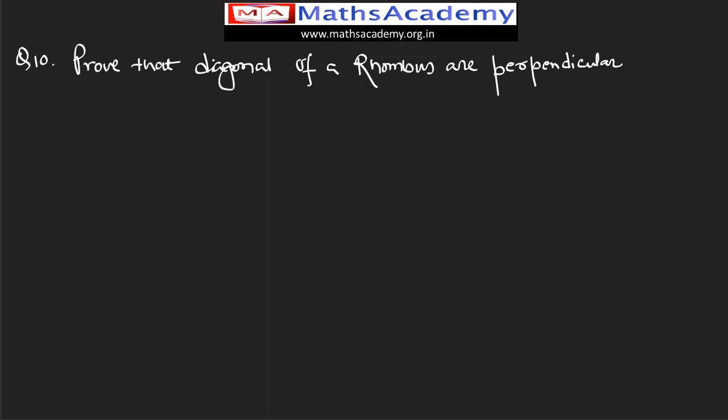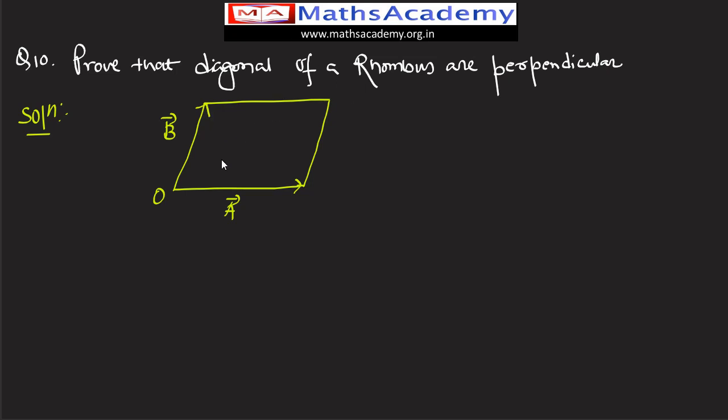Prove that the diagonals of a rhombus are perpendicular. So first of all, we draw one rhombus. Suppose this side is denoted by the vector A and this side is denoted by the vector B. So you know that their resultant is the diagonal, this one. This will be the resultant vector.